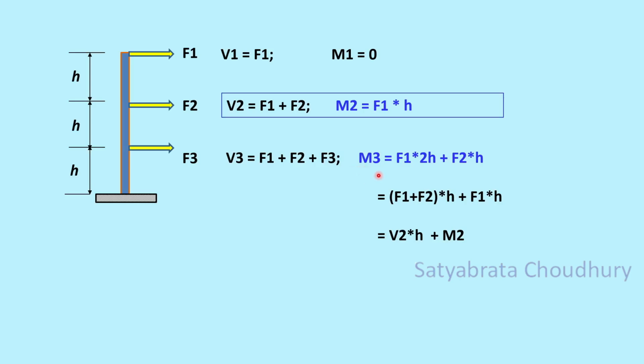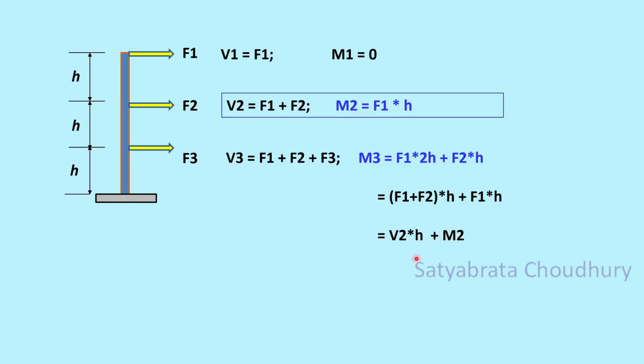If you take the moment at the third floor level, then you see moment equal to F1 into 2h plus F2 into single h, and this can be taken together: F1 plus F2 into h. Out of this 2h I have taken 1 here, and F1 h I have taken separately. Split this into two parts. So F1 plus F2 is nothing but V2, so I can write V2 into h plus F1 into h, which is nothing but moment 2.